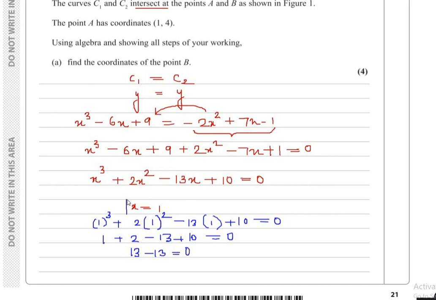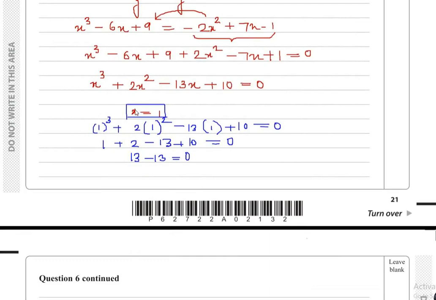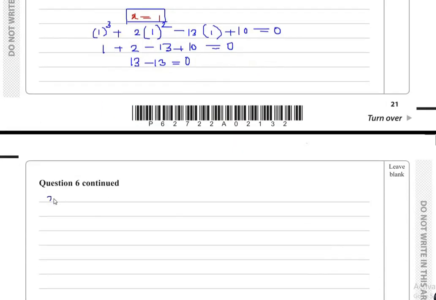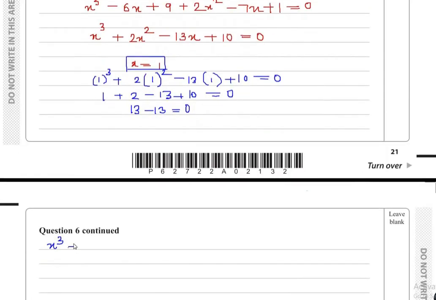That means we have chosen a factor which can easily divide this equation. So we take the equation x cubed plus 2x square minus 13x plus 10, which should be divided by x minus 1.